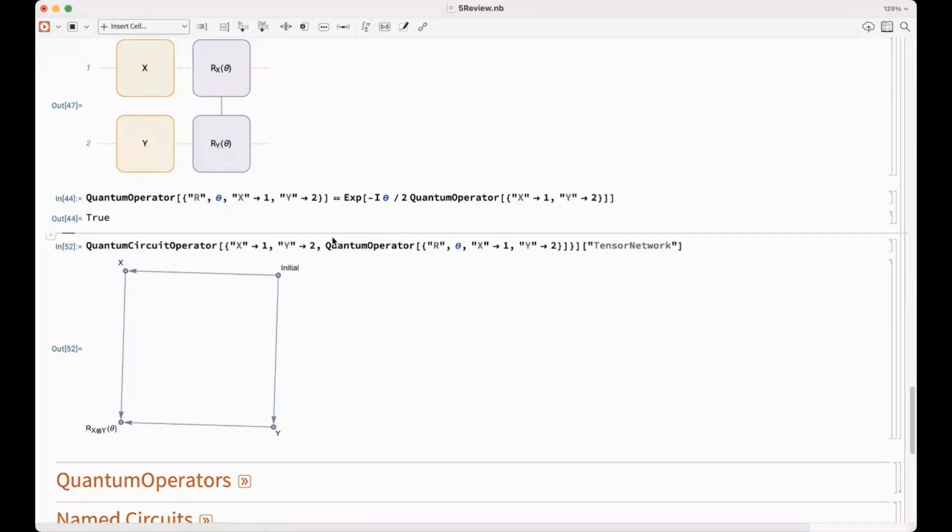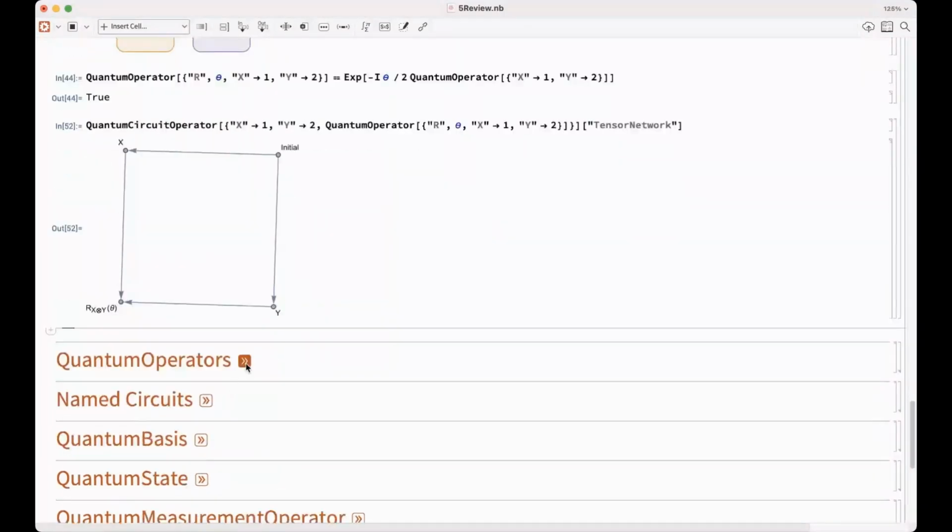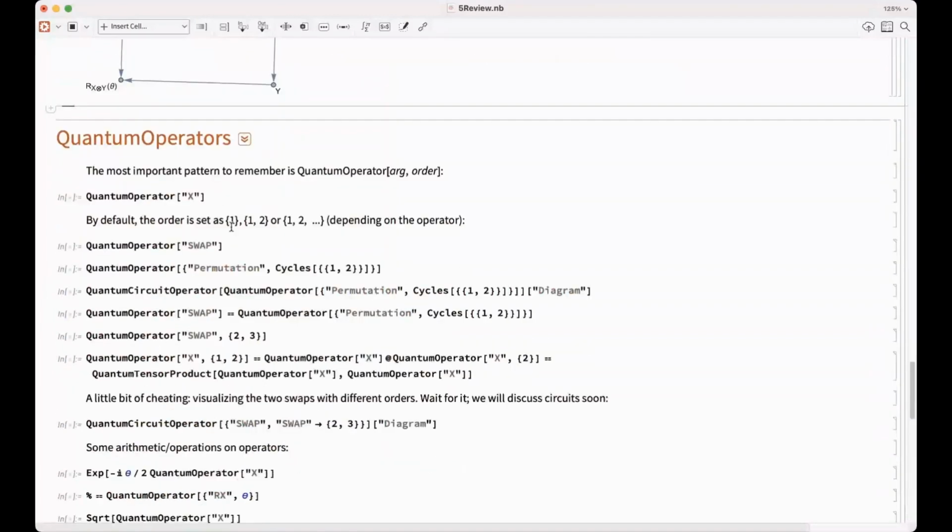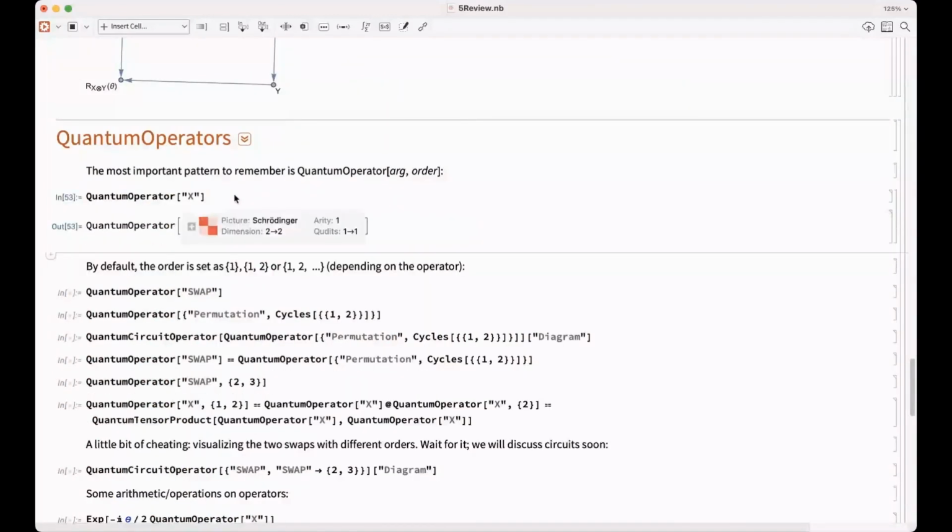Okay, so just to give you another taste of how things are done in our framework, let's very quickly review another important object that we have in our framework, and that object is quantum operator. The most important thing to remember about the quantum operator is that you give an argument, the first argument, you are specifying your operator, and the second one, you specify the order.